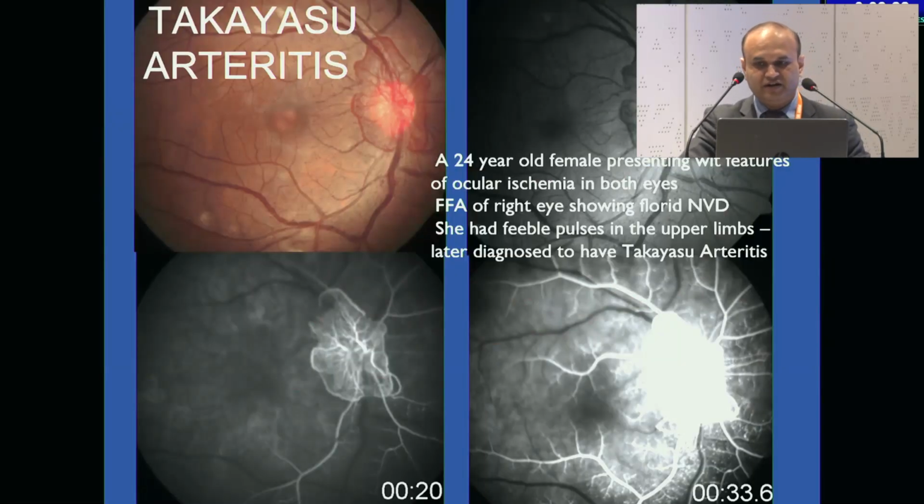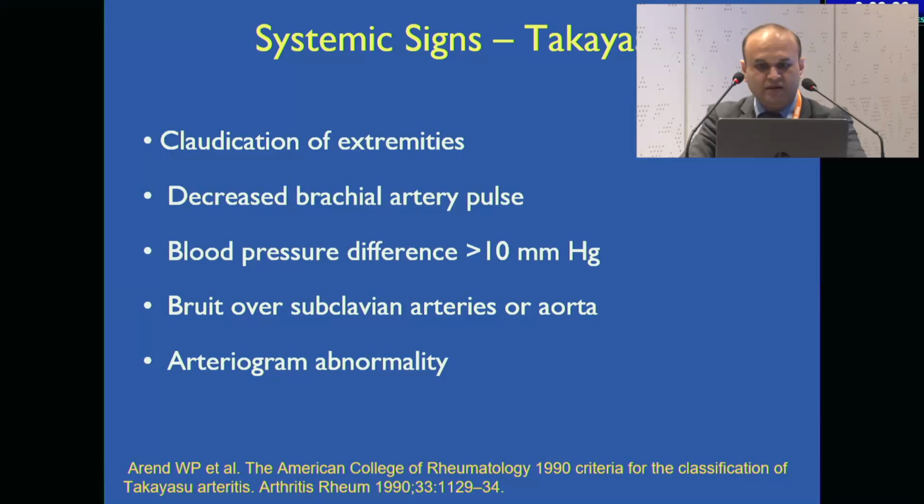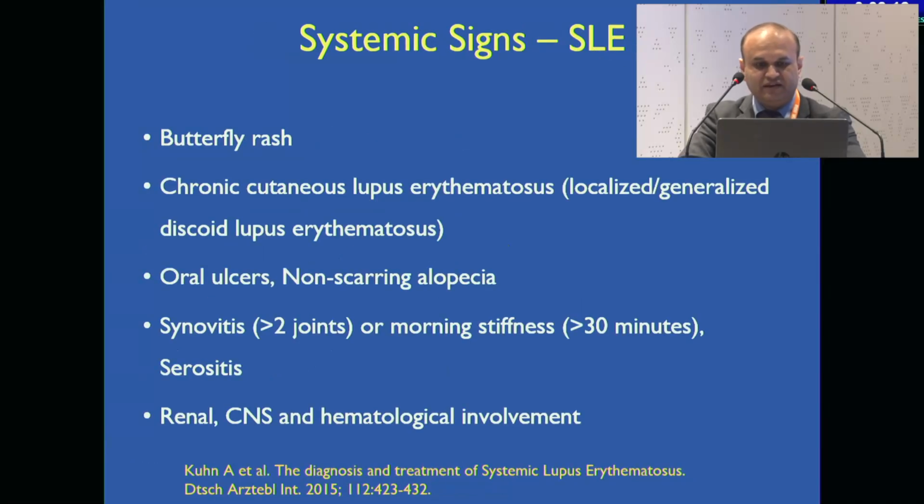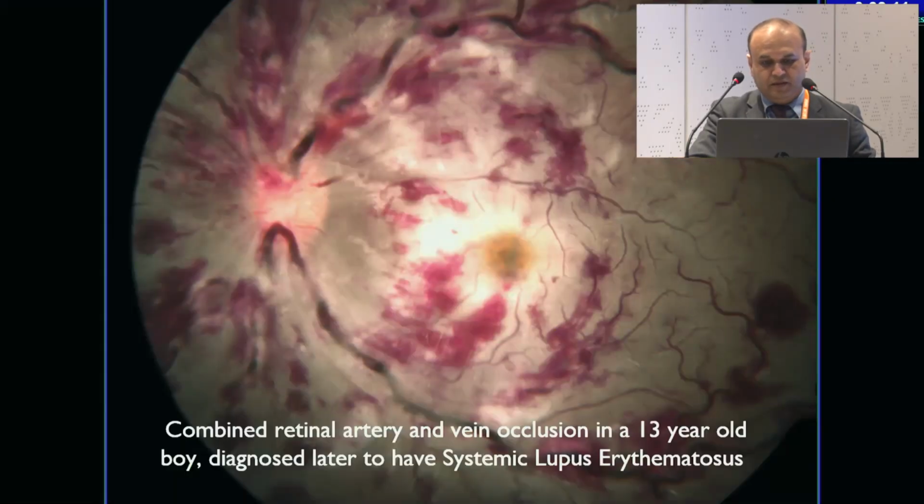Takayasu, we have already had a discussion, so let me just skip that quickly. Look for systemic signs such as claudication of extremities, decreased brachial artery pulse, BP difference of more than 10. In terms of SLE, look for any butterfly rash, chronic cutaneous lesions, oral ulcers, alopecia, synovitis. So if you see a patient with combined retinal artery and vein occlusion, think of SLE as one of your probable differentials.